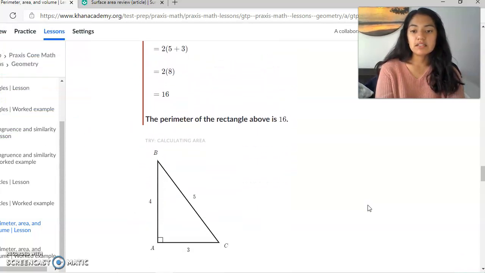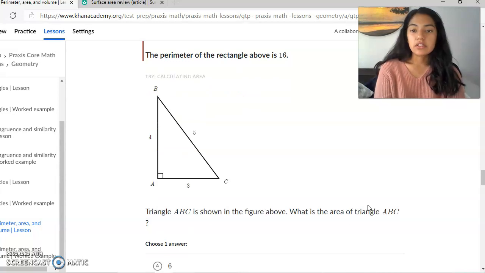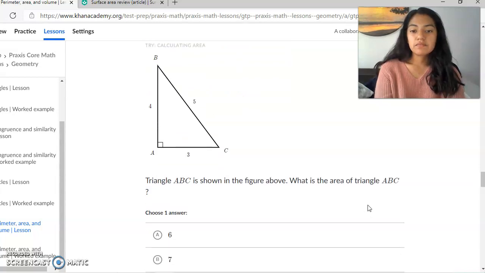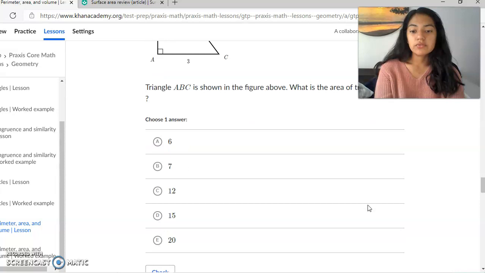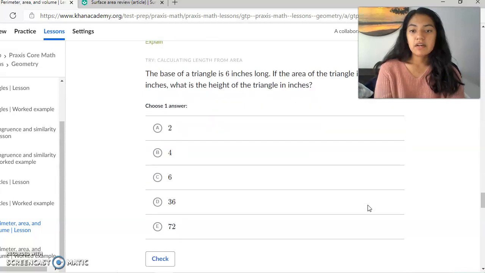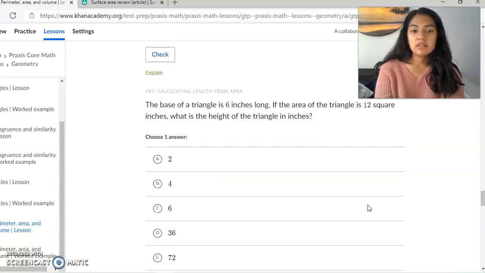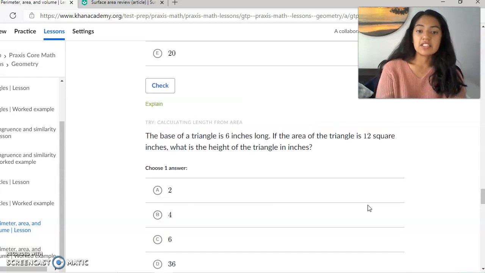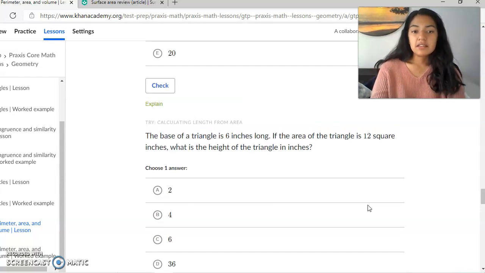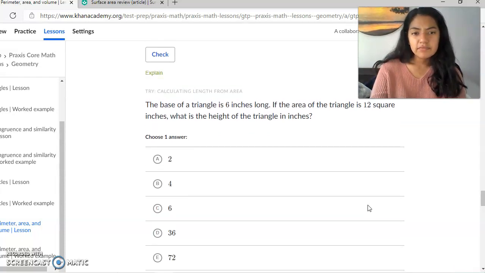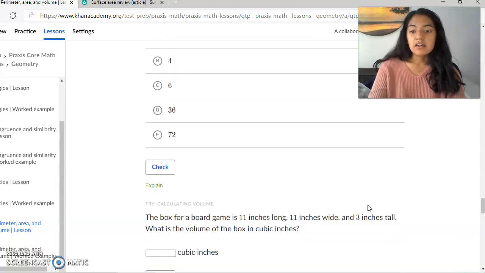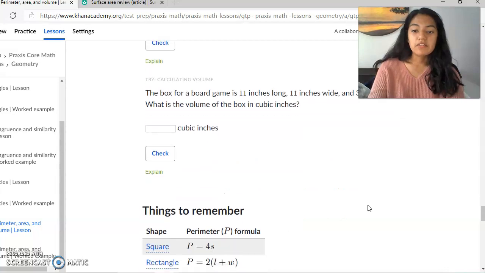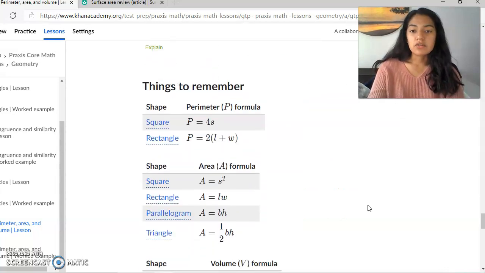So really, really nice. And then it goes on to find the area of a triangle, find the area of a triangle with just base and area, so then you need to figure out what the height is, volume, so on and so forth.